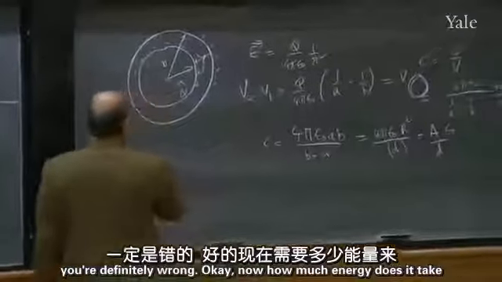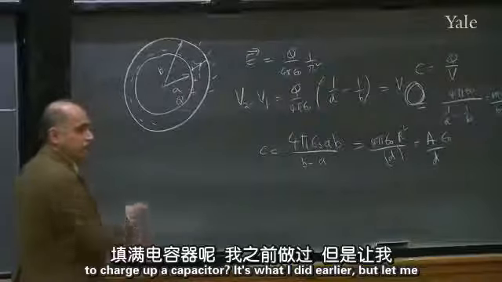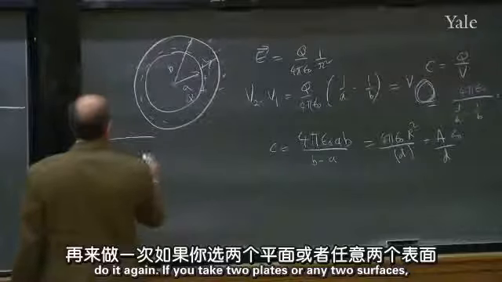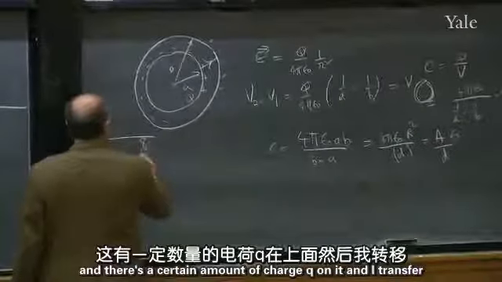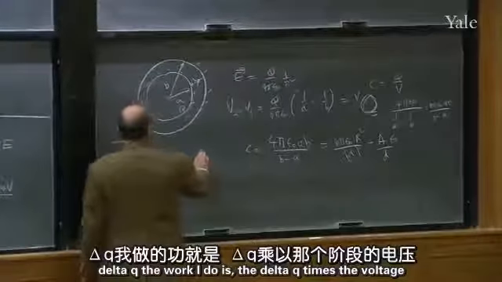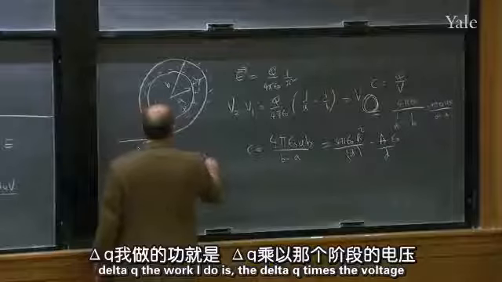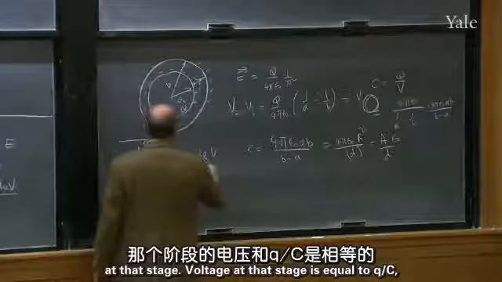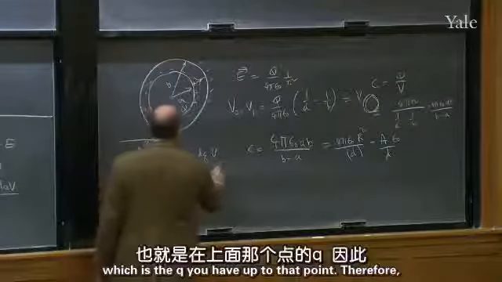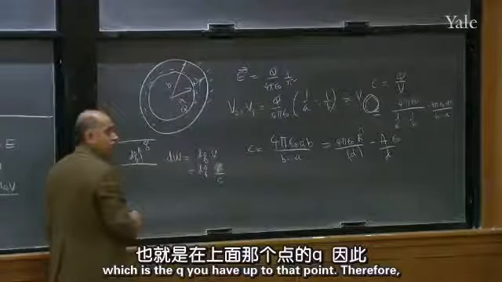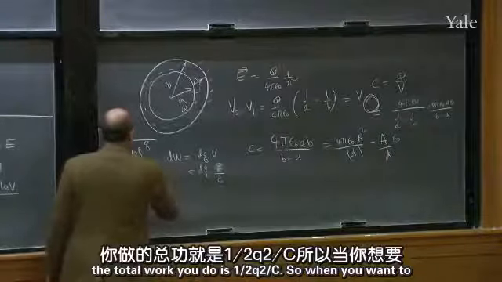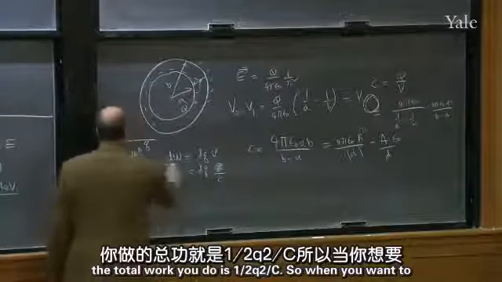Okay. Now, how much energy does it take to charge up a capacitor? It's what I did earlier, but let me do it again. If you take two plates or any two surfaces, and there's a certain amount of charge Q on it, and I transfer delta Q, the work I do is the delta Q times the voltage at that stage. Voltage at that stage is equal to Q over C, which is the Q you have up at that point. Therefore, the total work you do is 1 over 2 Q squared over C.